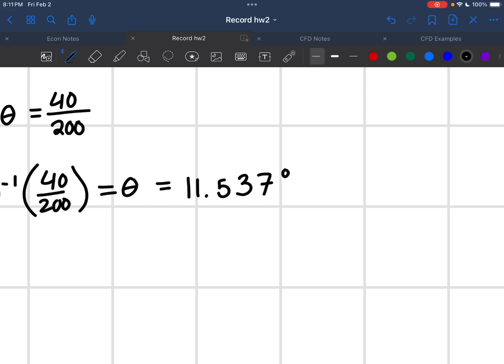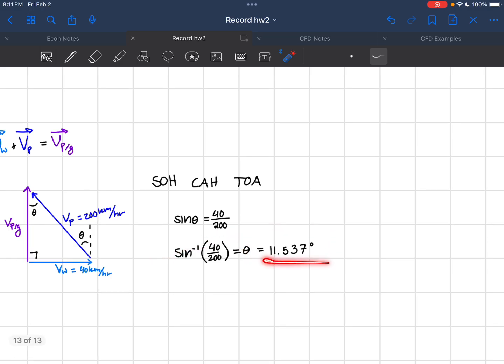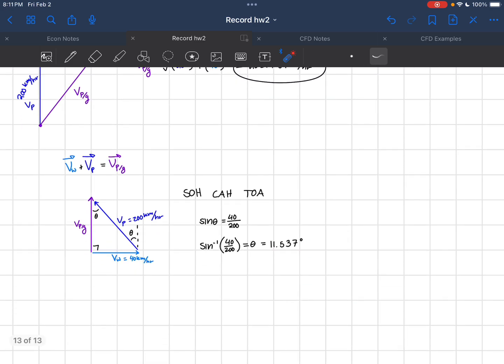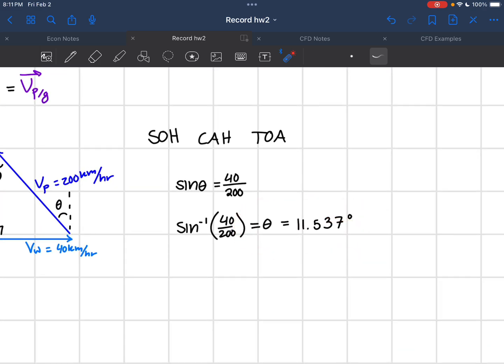And punching that into a calculator tells me that theta is going to be about 11.537 degrees. Whenever I'm doing sine or inverse sine, I want to make sure my calculator is in degrees mode, or if we ever do anything with radians, that it's in radians mode. Just always check the mode of your calculator. It's an easy way to not make a mistake. But I'm not quite done because this doesn't fully define the direction.